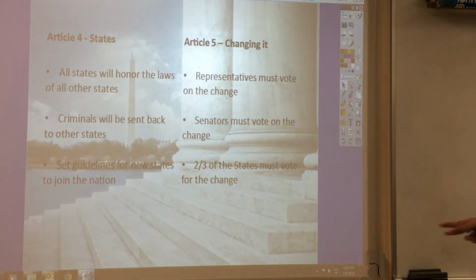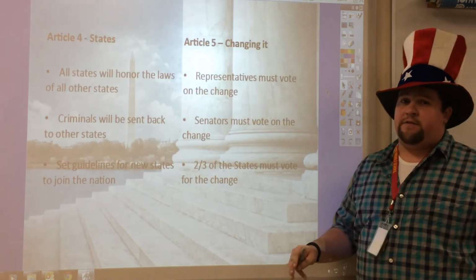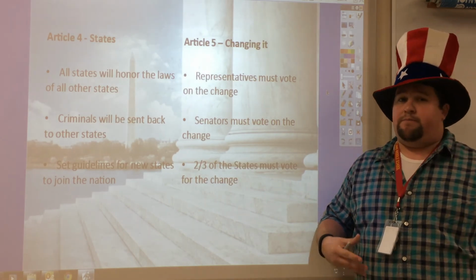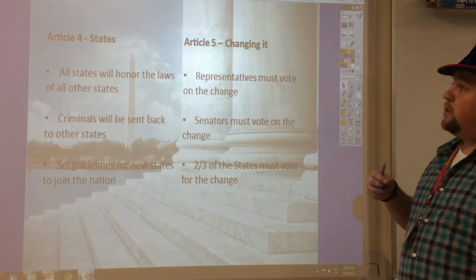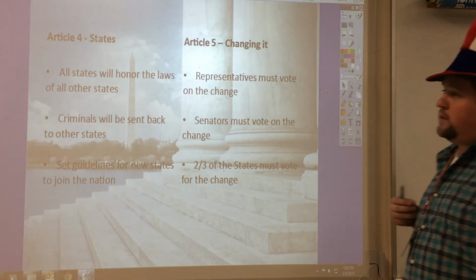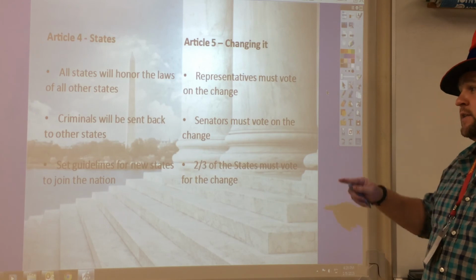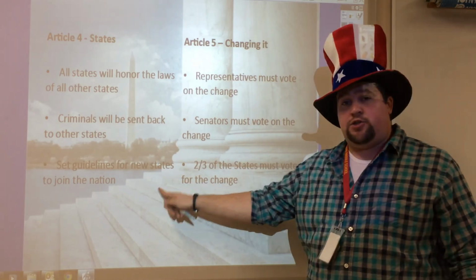Okay, so the other articles, guys, 4, 5, 6, and 7, are smaller articles. They're not as big as the first three, but they're equally as important. So Article 4 is about the states. It says that all states will honor the laws of other states. Criminals will be sent back to other states, and it set guidelines for new states to join the nation.